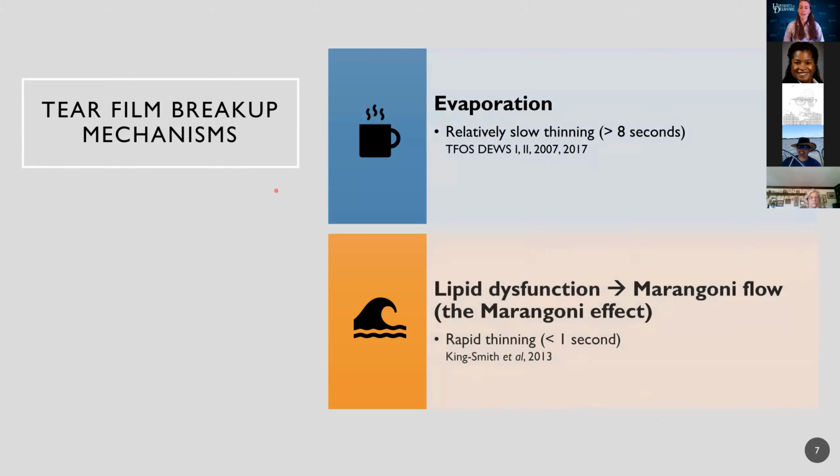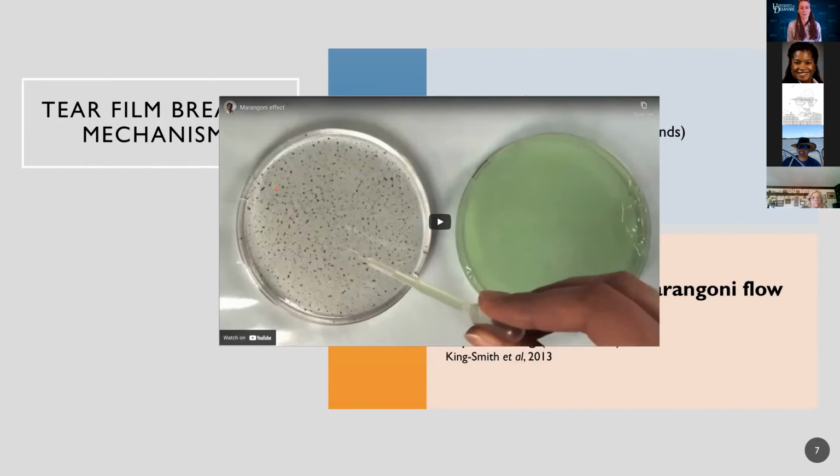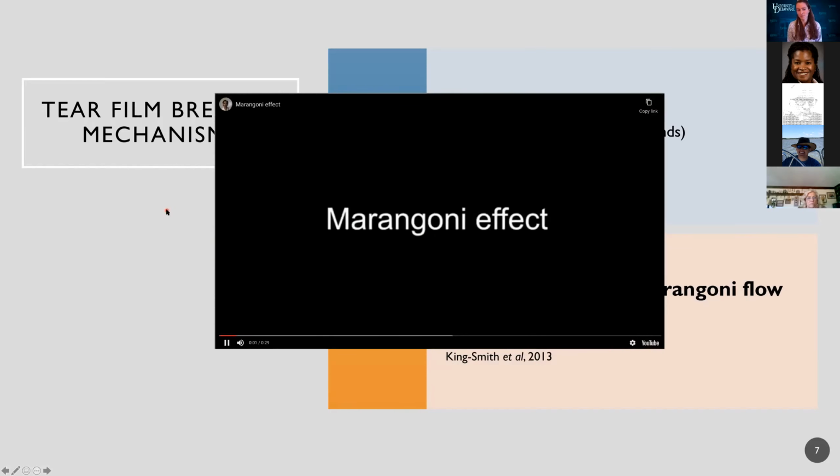The other one we're going to look at is lipid dysfunction, and specifically Marangoni flow, or this concept called the Marangoni effect. And this is driving very rapid thinning, something that occurs in under a second. So evaporation, most people can understand, but this Marangoni flow is harder to visualize. So I've got a little video here that is going to help explain the Marangoni effect.